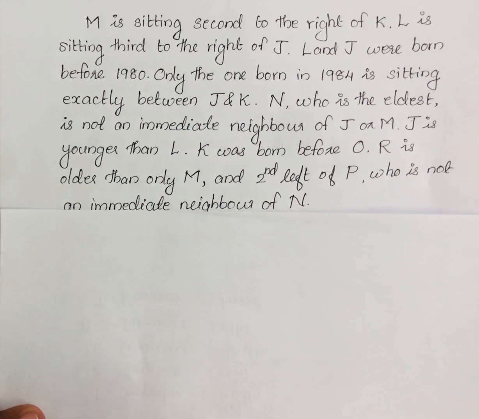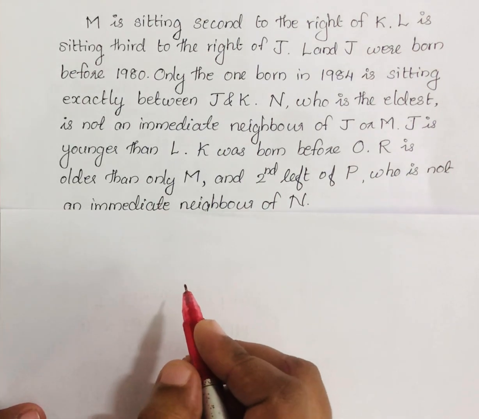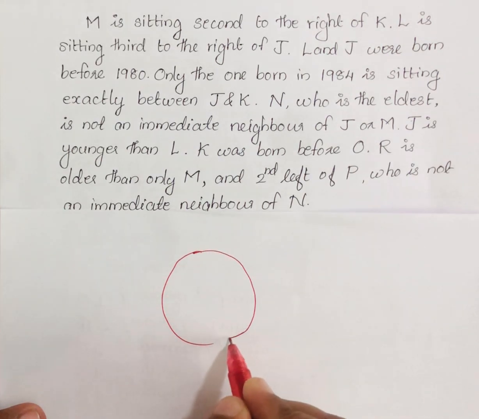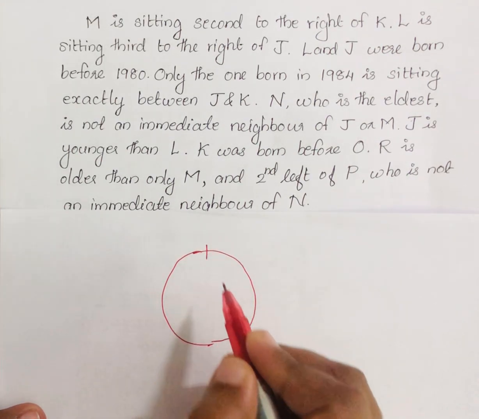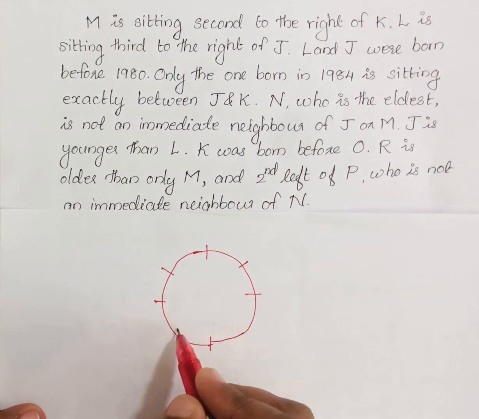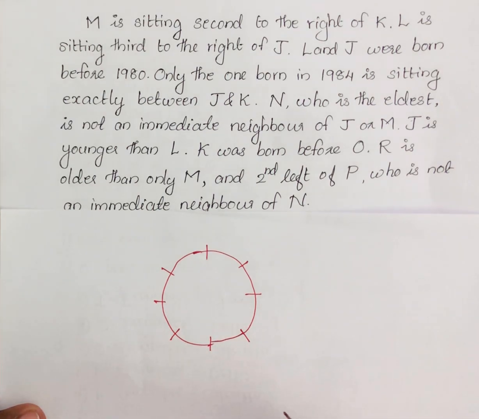Here, first we have to draw a circle. In all circular arrangement questions, first we have to draw a circle. And 8 persons are there, so at almost equal distance we can mark 8 places. Here in this question it is clearly mentioned they are sitting around a circular table facing the center. So no need to draw more than one diagram, only one diagram is needed. In this single diagram we can arrange all the people.